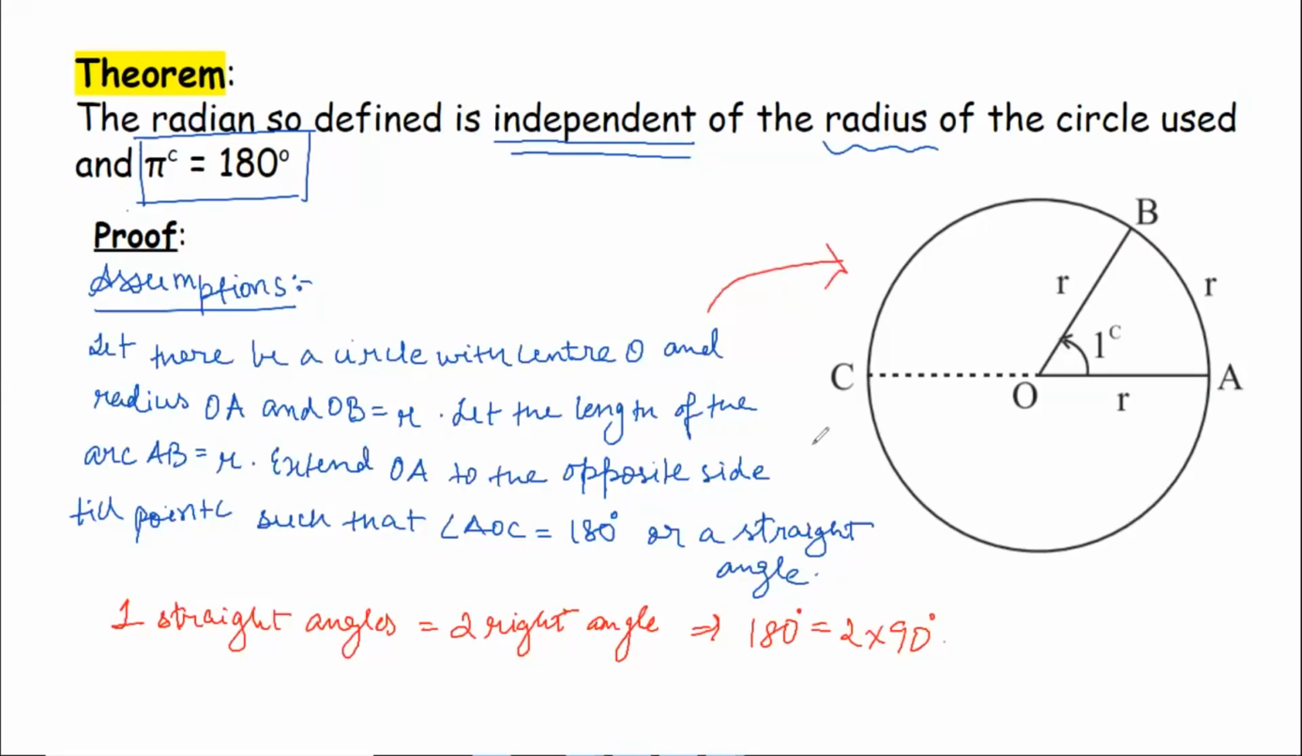Okay, so if radius OB, radius OA is equal to R, and also we have assumed that length of arc AB is also equal to R, then automatically the angle subtended, by definition of radian measurement, will be how much? That is, angle AOB will turn out to be 1 radian. Okay, so this is the information we have right now, and based on this information we will be solving the theorem. So this is the assumption part. Note it down, and we will start with the main part of the theorem now.